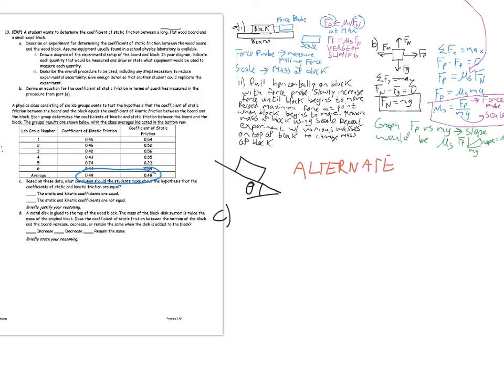If you look at our coefficients of kinetic friction, they're all in that 0.4 range except for group 5, which has 0.74. And if you look at the static frictions, they're all in that 0.5 range except for group 5, which has 0.23. So that right there is indicative of an outlier, and that's really what is skewing the data. So the answer here, the box we would check, is not equal. And our reasoning is group 5's data represents an outlier.